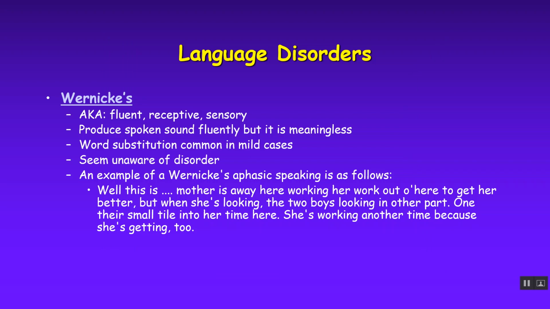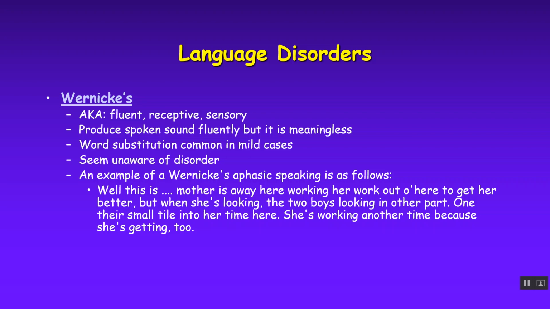Wernicke's aphasia is the receptive. It's also called fluent aphasia, receptive aphasia, or sensory aphasia. Fluent because they just start saying a lot of sounds. They sound fluent, but it's gibberish. They'll start talking, and at first you think they're making sense, and all of a sudden, wait, this is not making sense at all.